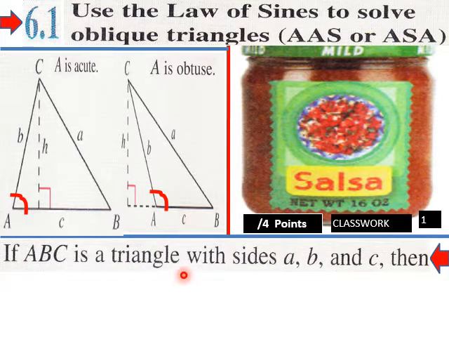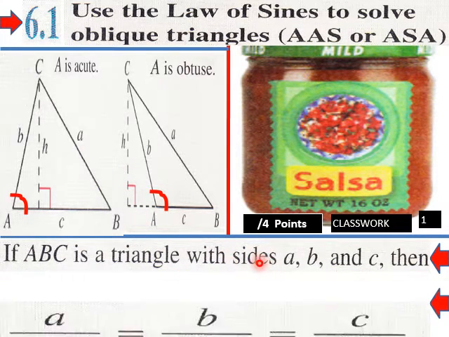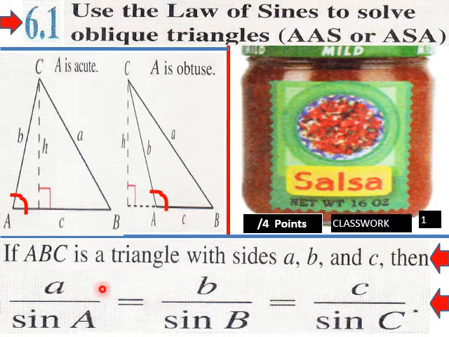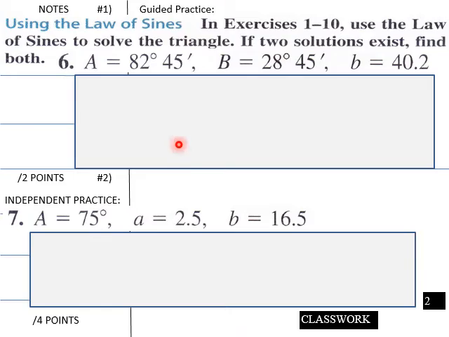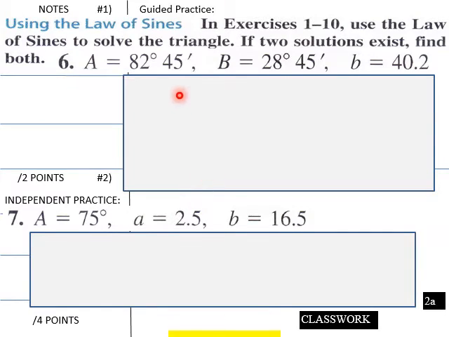If ABC is a triangle with sides a, b, and c, then here is our law of sines: a over sine A equals b over sine B equals c over sine C. So these proportions will be equal whether the triangle is acute or obtuse. Let's try one here on our first guided practice.